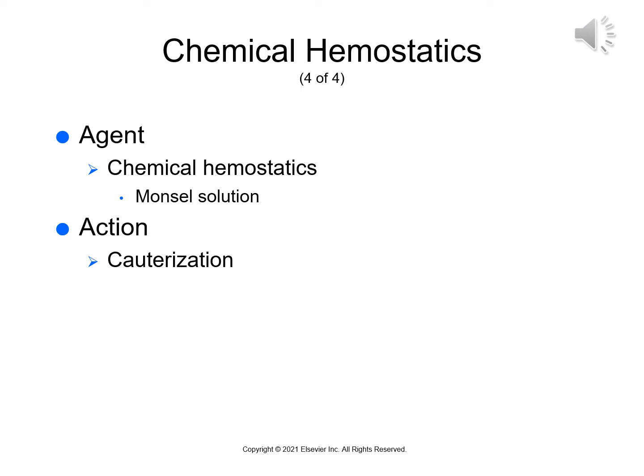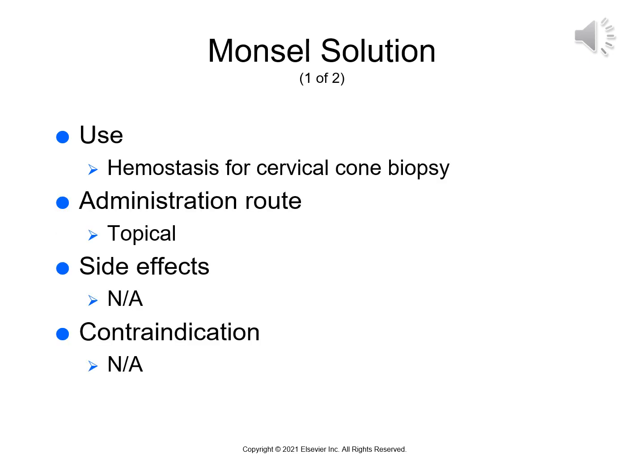So another chemical hemostatic agent is Monsel solution. It's a dark brown cauterization solution. We talked about it prior in a different chapter, but it's made of ferrous sulfate, sulfuric acid, and nitric acid diluted with water. And so Monsel solution may be applied to the bleeding surface that remains after cervical cone biopsy or like a LEEP or something like that.